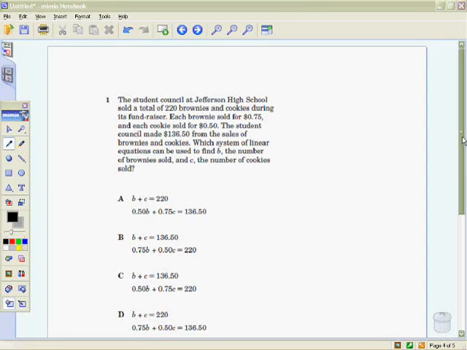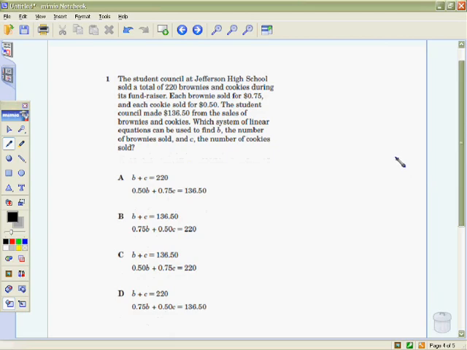Okay, number 1. The student council at Jefferson High School sold a total of 220 brownies and cookies during its fundraiser. Each brownie sold for 75 cents and each cookie sold for 50 cents. The student council made $136.50 from the sales of brownies and cookies. Which system of linear equations can be used to find B, the number of brownies sold, and C, the number of cookies sold?